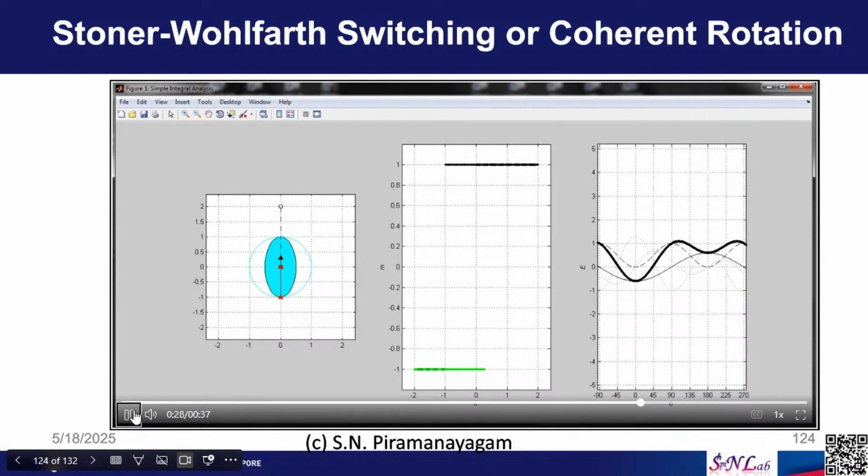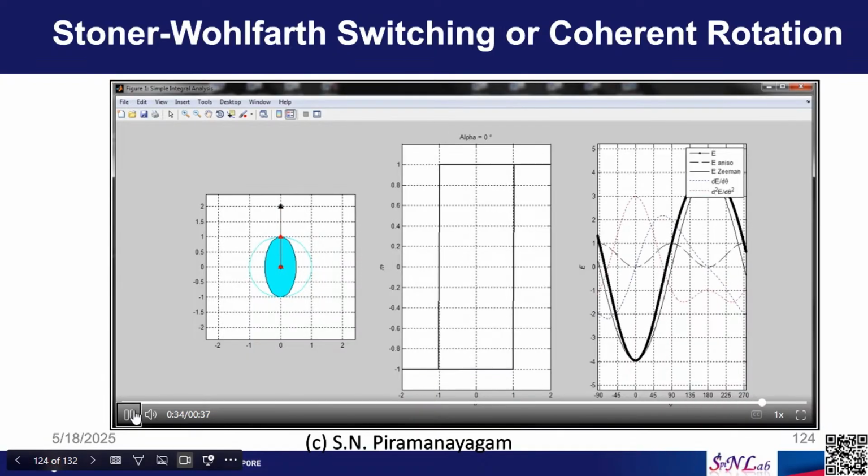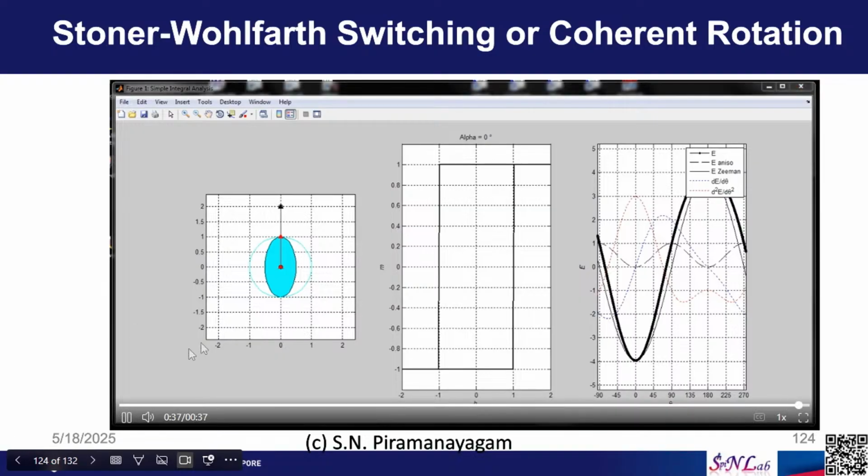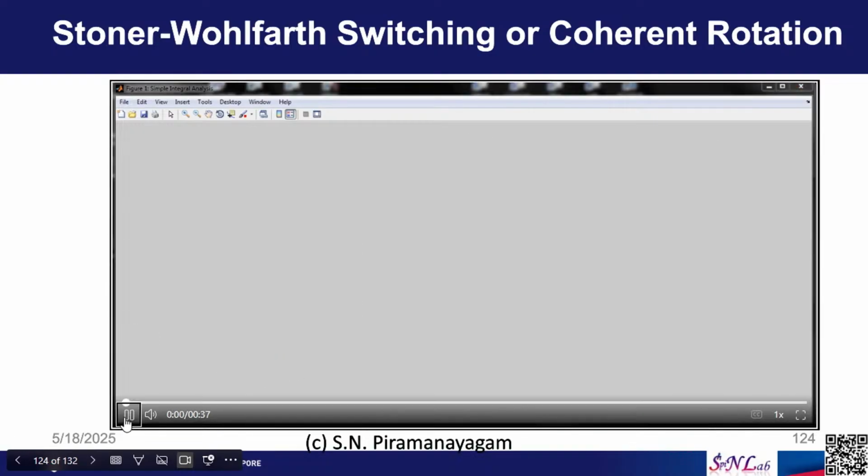Now, magnetic field is 0, now magnetic field is Hk. So, reversal has happened. Okay. So, I will play again, once again you can watch everything again.